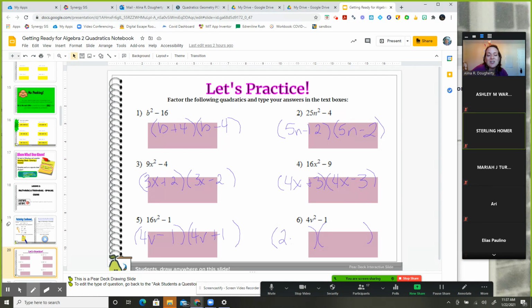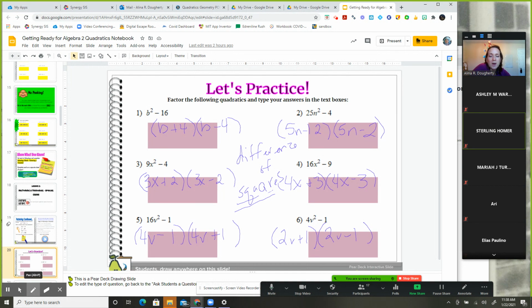2v plus 1 and 2v minus 1. I love it. Questions on that? This is called difference of squares. I know it's impossible to read. My handwriting is atrocious on this computer. Squares. Okay. Difference of squares.